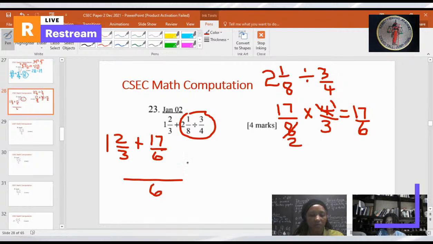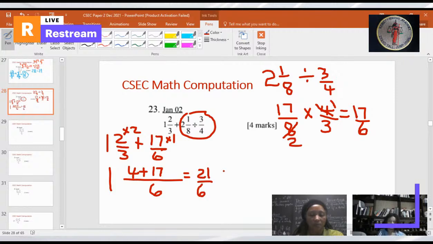3 into 6 goes 2 times, so 2 times 2 is 4. 6 into 6 goes 1 time, so 17 times 1 is 17. 4 plus 17 is 21 over 6.